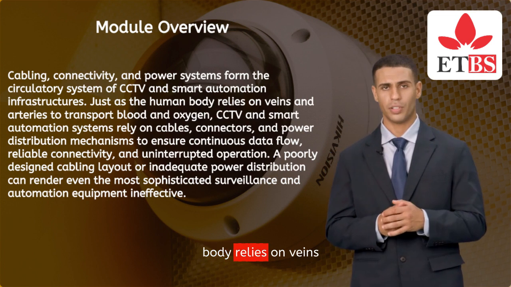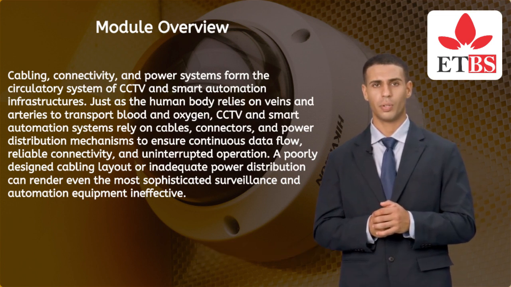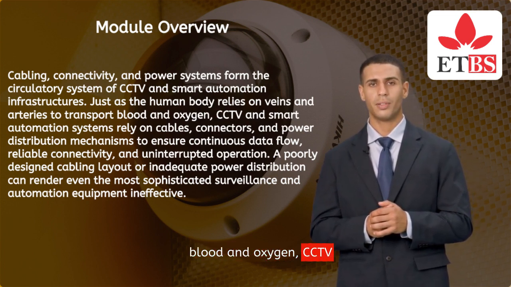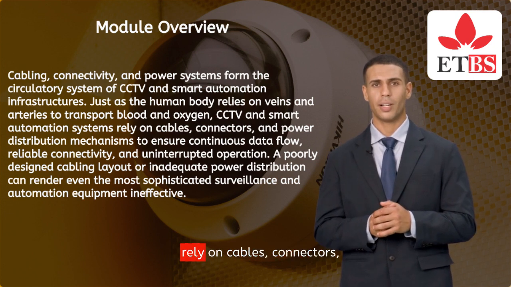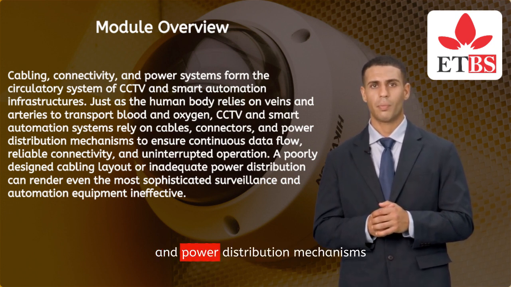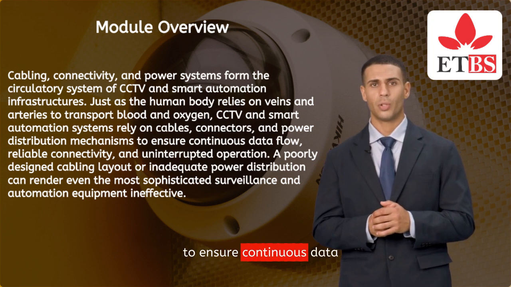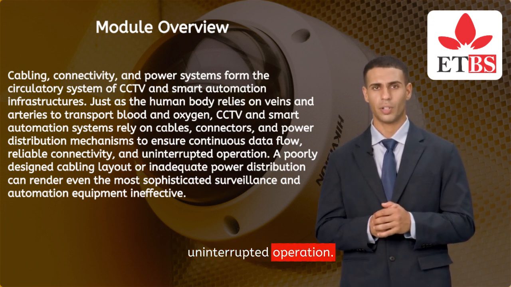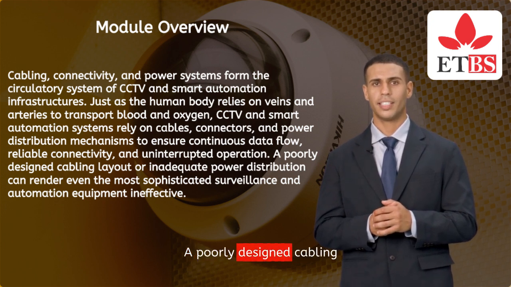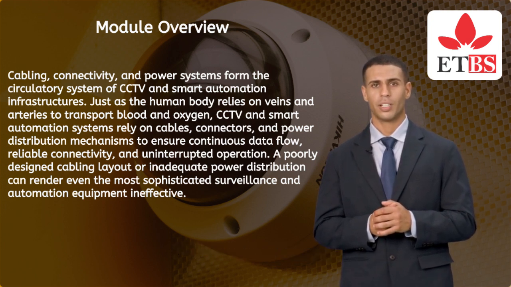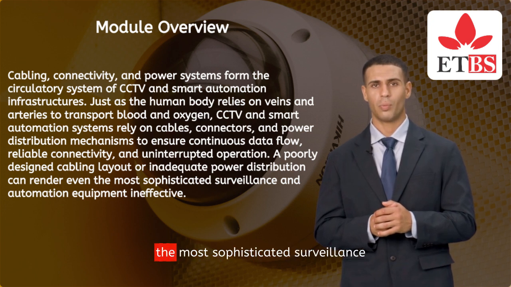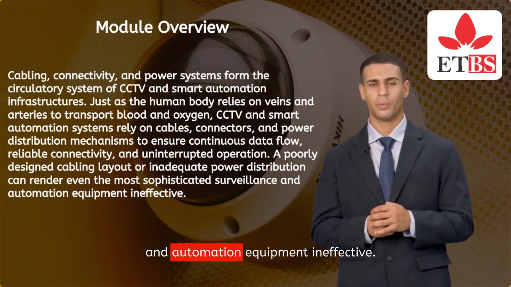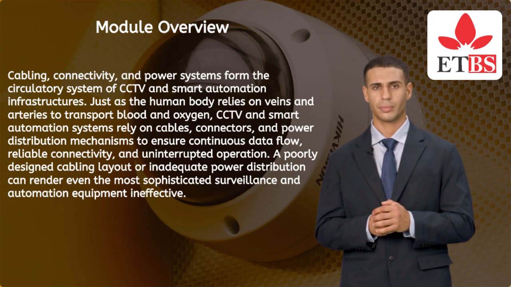Just as the human body relies on veins and arteries to transport blood and oxygen, CCTV and smart automation systems rely on cables, connectors, and power distribution mechanisms to ensure continuous data flow, reliable connectivity, and uninterrupted operation. A poorly designed cabling layout or inadequate power distribution can render even the most sophisticated surveillance and automation equipment ineffective.